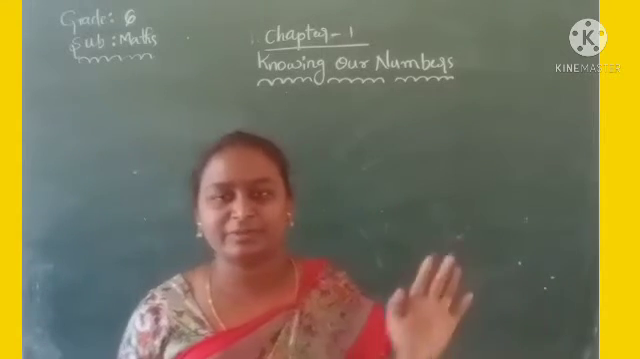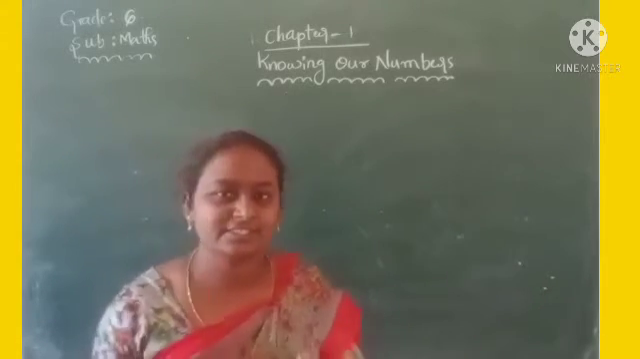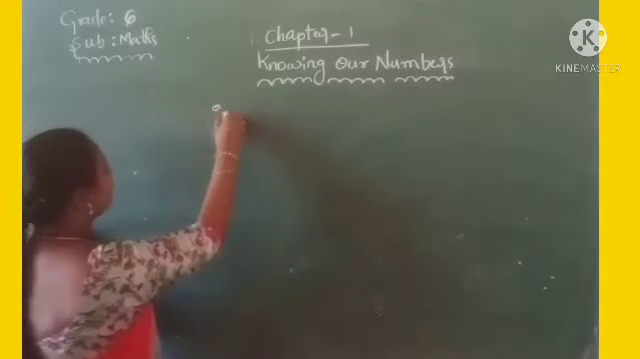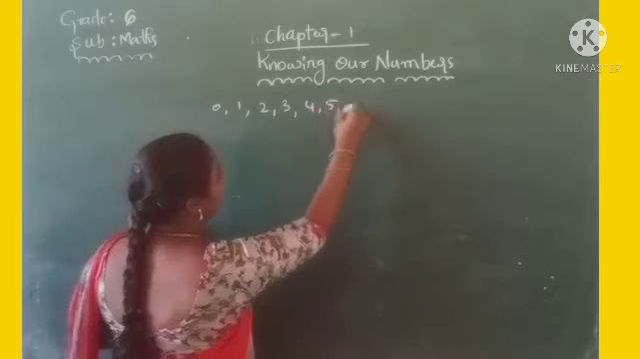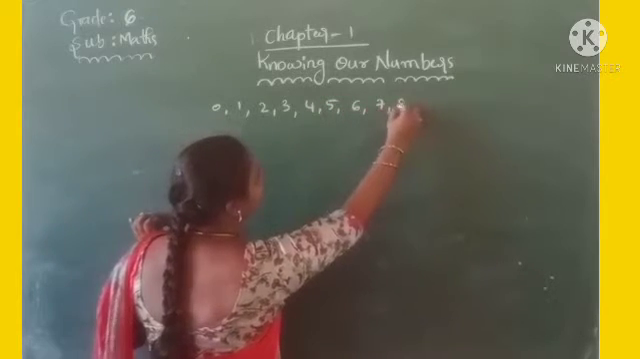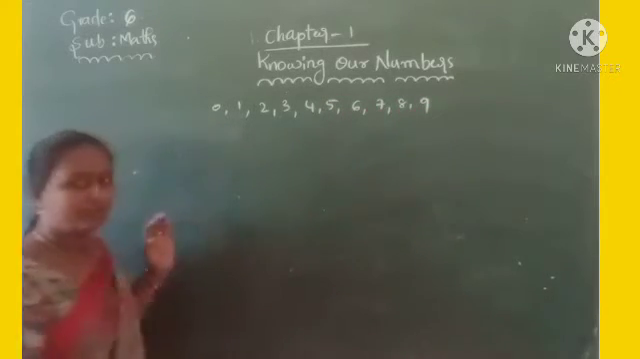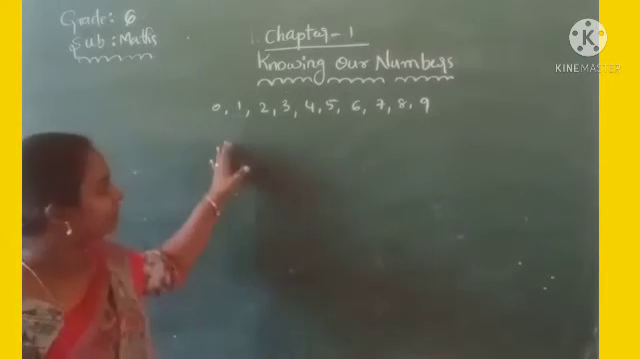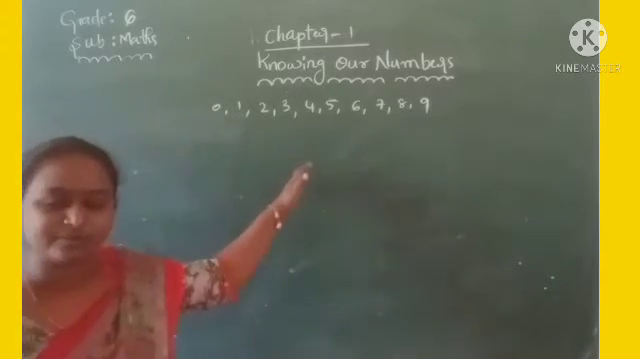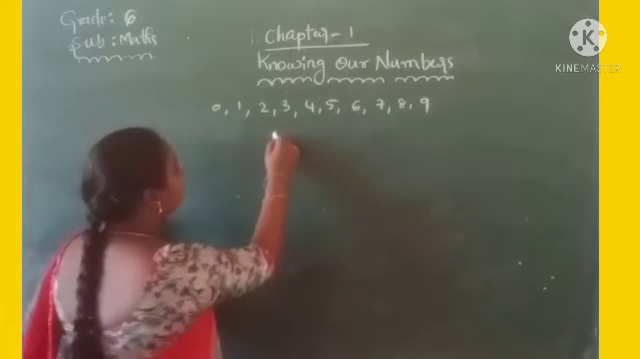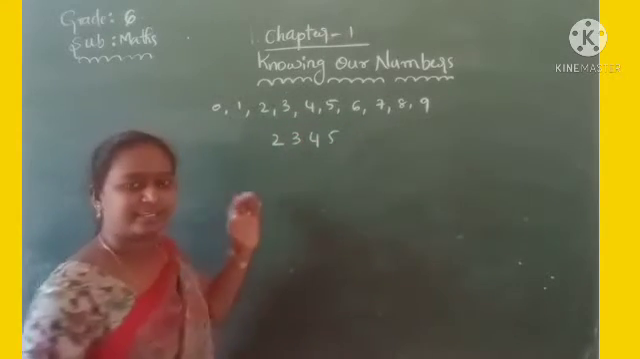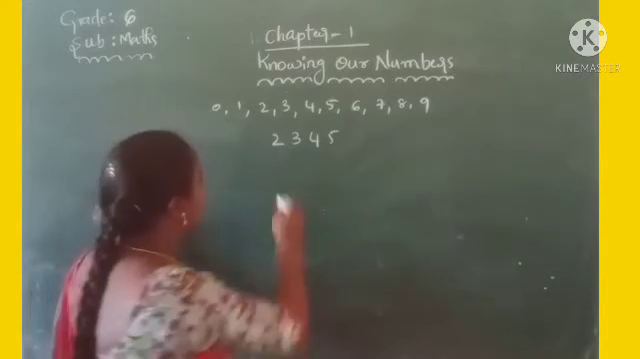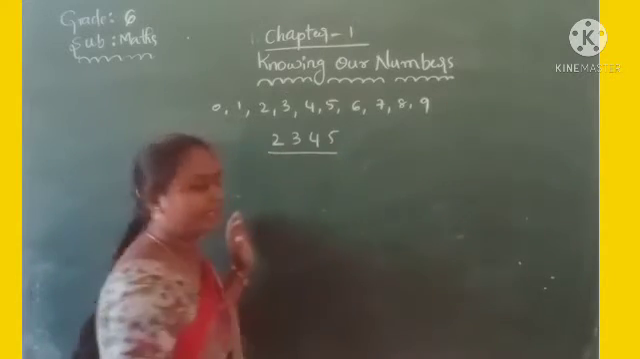So before that, what are the digits? You know that the digits are 0, 1, 2, 3, 4, 5, 6, 7, 8, 9. These all are the digits. Using these digits we can form the numbers. How? I am taking here the digits 2, 3, 4, 5. Is it a number or not? Yes. Using the digits we can form the numbers.